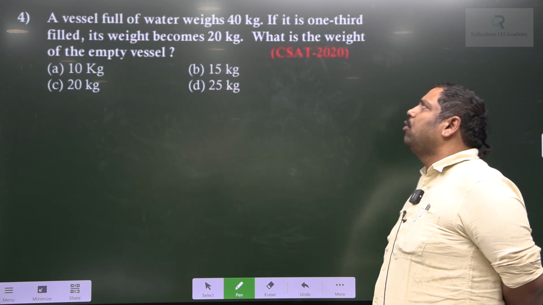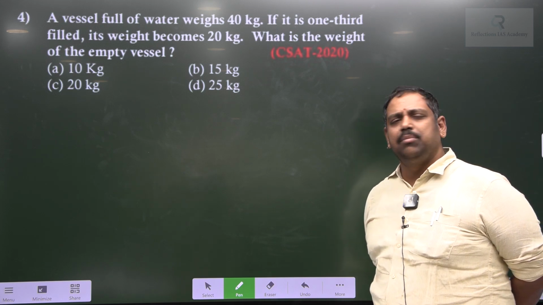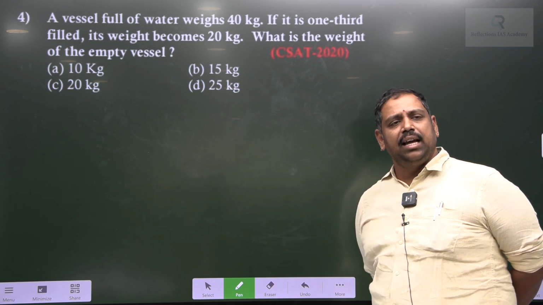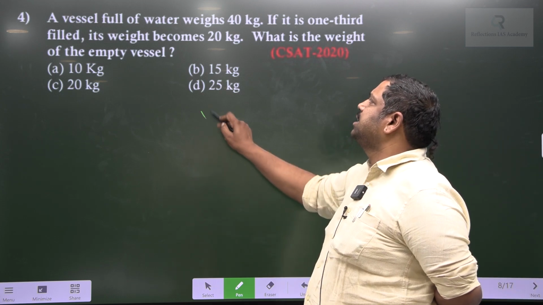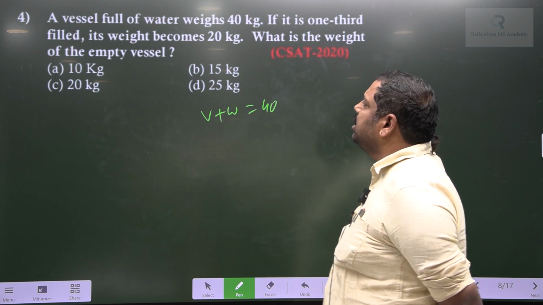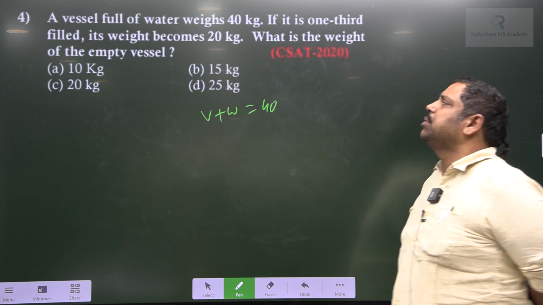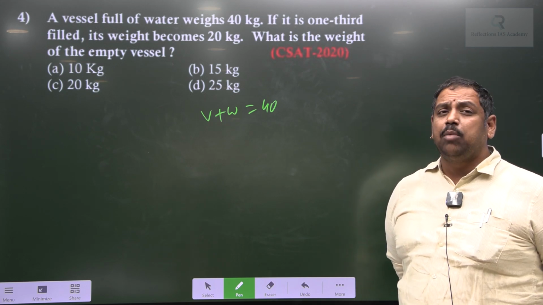A vessel full of water weighs 40 kg. So he said that clearly a vessel. Vessel means it has a weight and water also has weight. Okay. So vessel plus water together is how much? 40 kg. If it is 1/3 filled, its weight becomes 20 kg. How much is filled here? 1/3 filled. Means how much is emptied?